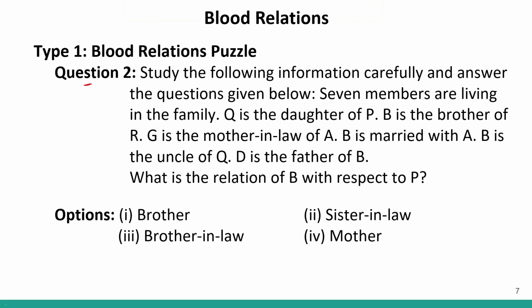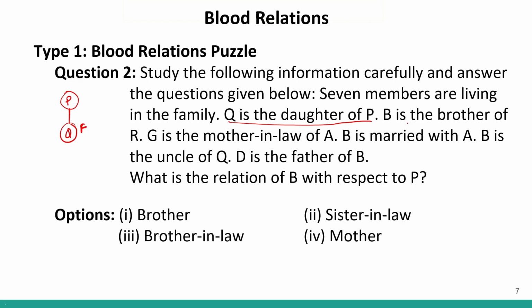Moving on to question number 2. Question number 2 says, study the following information carefully and answer the questions given below. Okay. 7 members are living in the family. 7 members are there. Now let us start with the information. Q is the daughter of P. So Q's gender is known. Q is female and is the daughter of P, but P's gender is not known.